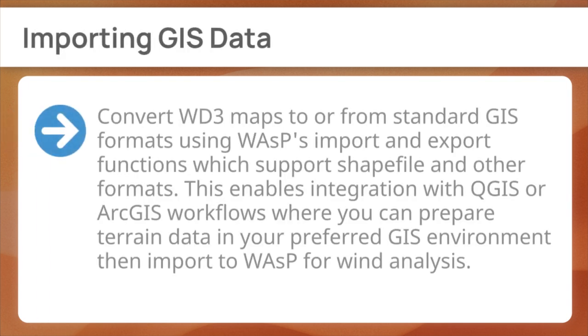Finally, importing GIS data. Convert WD3 maps to or from standard GIS formats using WAsP's import and export functions, which support shapefile and other formats. This enables integration with QGIS or ArcGIS workflows, where you can prepare terrain data in your preferred GIS environment, then import to WAsP for wind analysis.